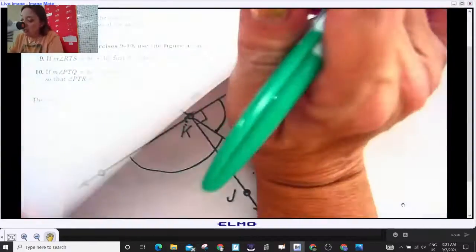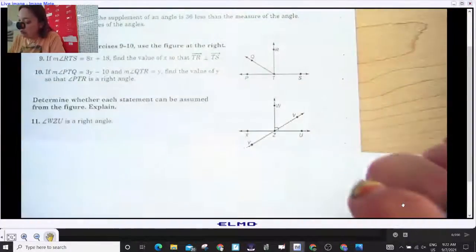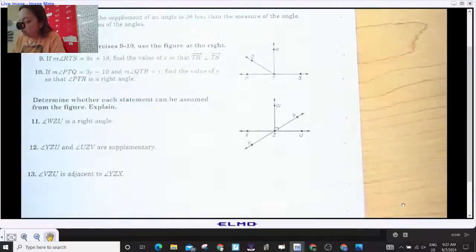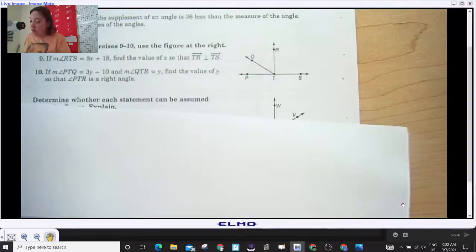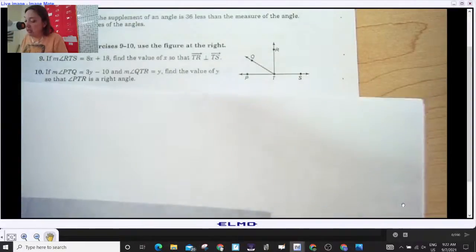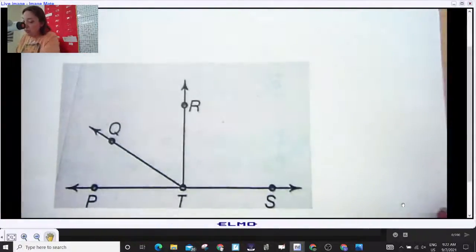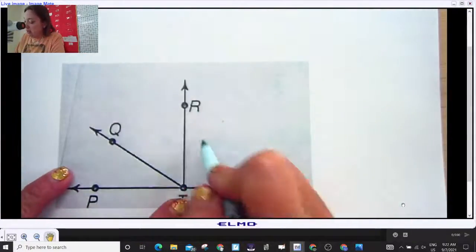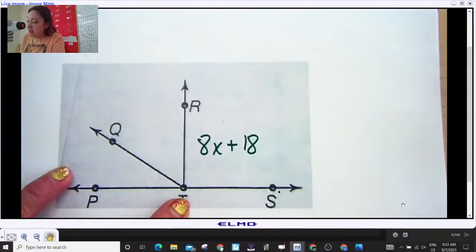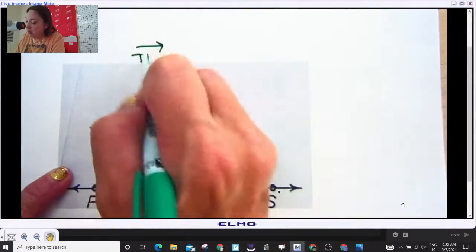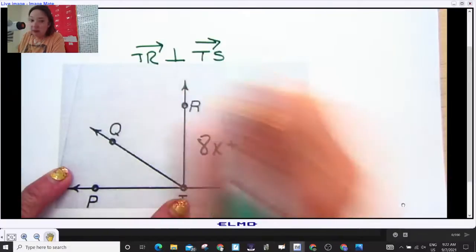Okay, we're going to skip 7 and 8. We're going to come back to them if time permits. We're going to look at number 9. So on number 9, it says, if the measure of angle RTS is 8x plus 18, let me get this up here where y'all can see it. 8x plus 18, RTS, 8x plus 18, right? And then it says if the ray TR, it has this symbol, to ray TS.